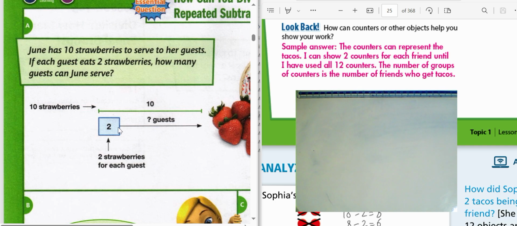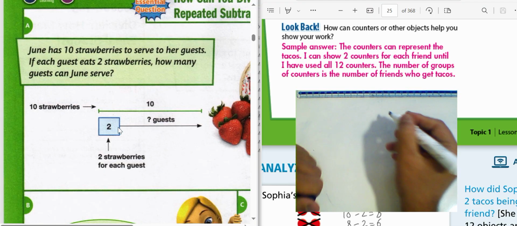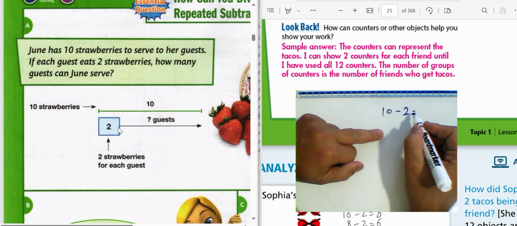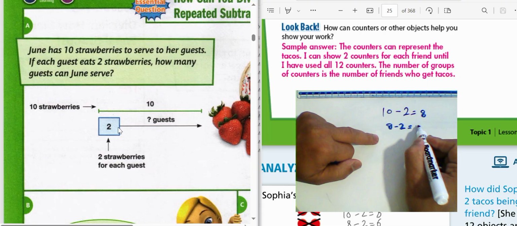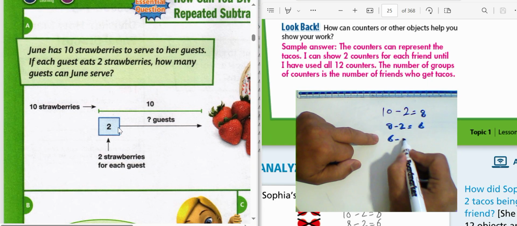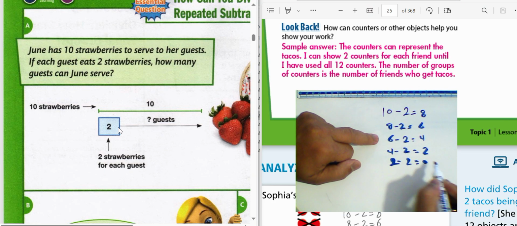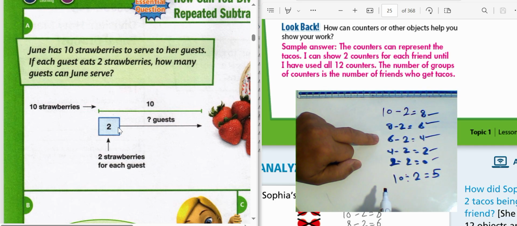We can write steps. Minus 2 equals 8. The first one takes 2 and the next will be 2 also. Then the remainder from 10, subtract 2 because the first guest eats 2. Then the remainder will be 8 and she will give the next 2. Then the remainder will be 6. And 6 subtract 2 equals 4, and 4 minus 2 equals 2, and the last one will get 2 from 2, then the remainder is 0. 1, 2, 3, 4, 5. So 10 divided by 2 equals 5.